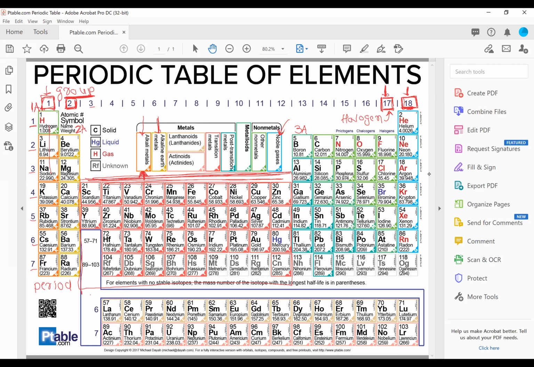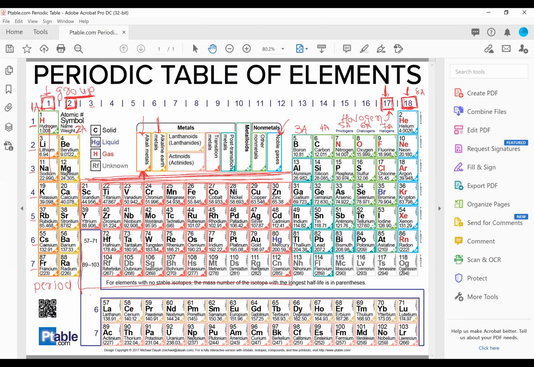Then you just continue 4A, then 5A, then 6A, then 7A, and 8A. So this is another way to label the groups. Now if you compare with the handout that I gave you, I said 8A is called noble gas, which is right. Or you can say group number 18 is noble gas. Group 7A is called halogen, or you can say group 17 is halogen. Does it make sense?